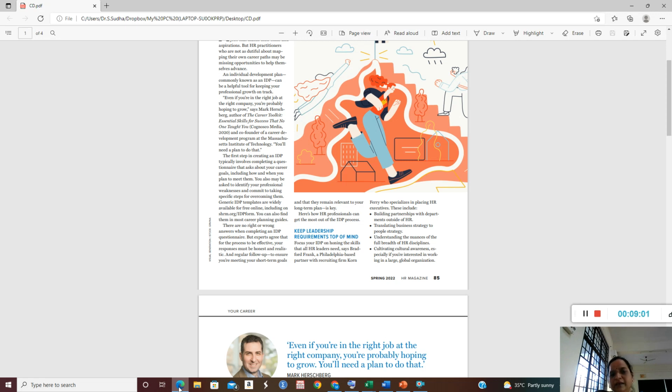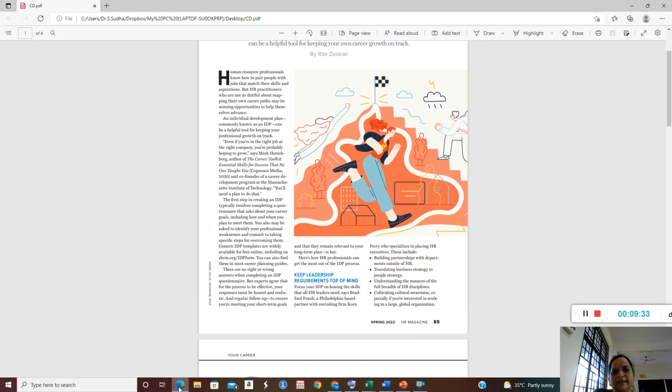Generic IDPs, generic meaning very common, do not talk about any specific things and are widely available. There are no wrong or right answers for an IDP, an individual development plan. But experts agree that for the process to be effective, your responses must be honest and realistic, with regular follow up to ensure that you are meeting your short term goals. Short term goals and long term goals should all remain relevant to your long term plan.